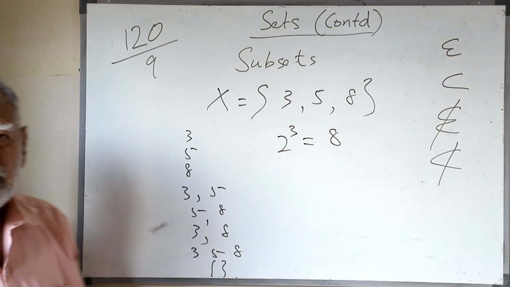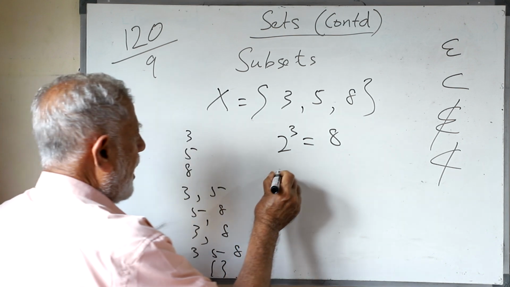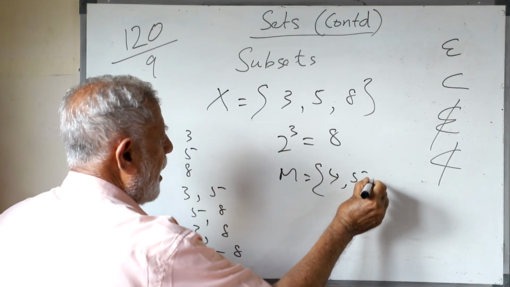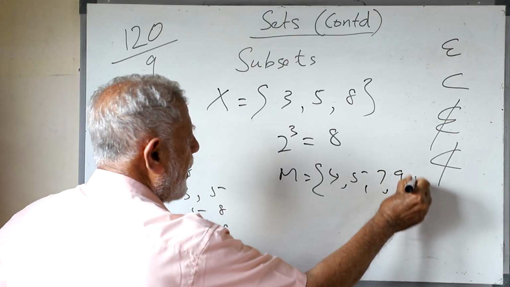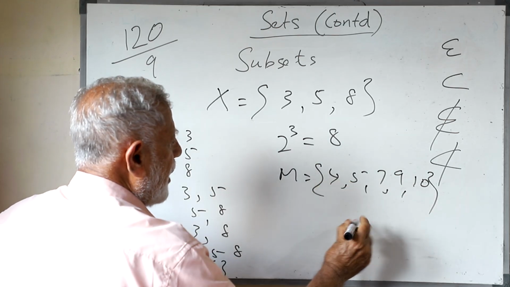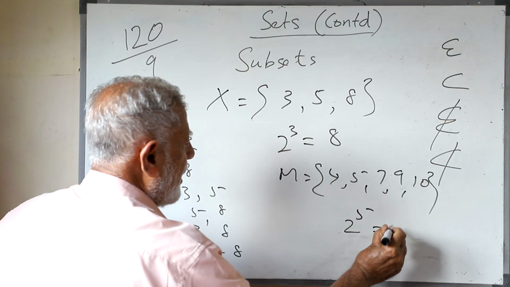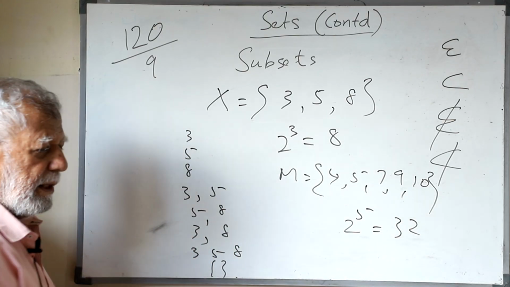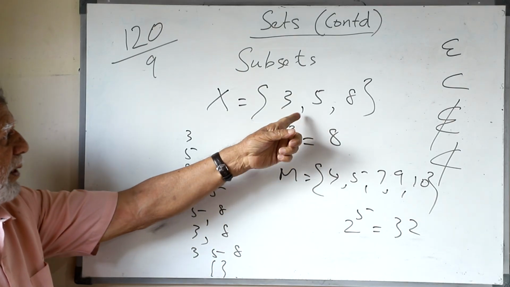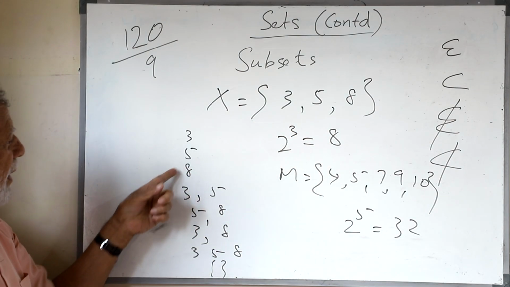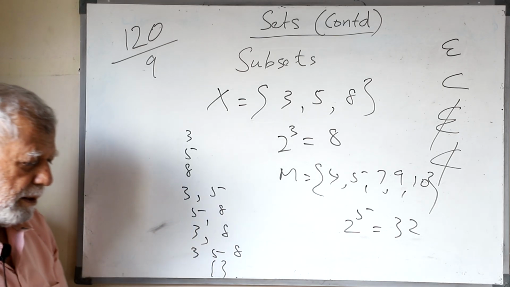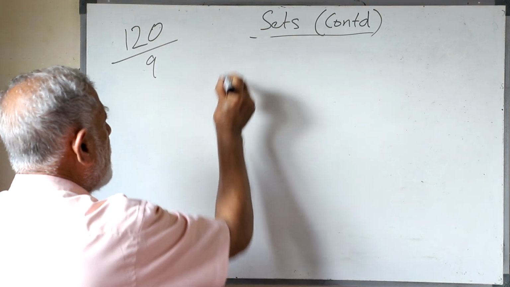So in any set, we will say M is equal to {4, 5, 7, 9, 10}, like that. So we write down how many elements? 1, 2, 3, 4, 5. So the number of subsets will be 2 to the power of 5, that is equal to 32. So that is how we calculate the subsets. So if you are asked to write down subsets of 3 elements, this is how you write. You write {3}, {5}, {8}, {3, 5}, {5, 8}, {3, 8}, {3, 5, 8}, and the empty set.